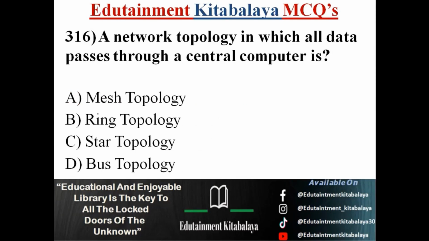Number 316. A network topology in which all data passes through a central computer is A. Mesh topology. B. Ring topology. C. Star topology. D. Bus topology. Correct answer is C. Star topology.